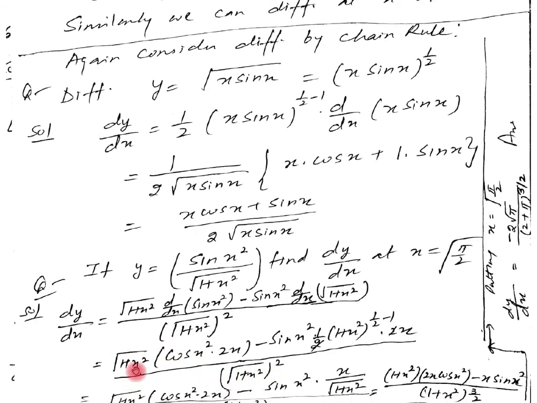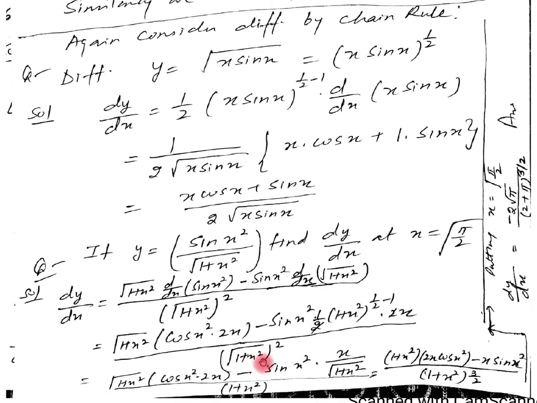Now here, under root 1 plus x square as it is. When I am differentiating sin x square, the derivative of sin is cos, so the first is cos x square. Again the derivative of x square is 2x, minus sin x square as it is. When I am differentiating this, it is under root 1 plus x square, then 1 by 2 power into (1 plus x square) power 1 by 2 minus 1, into the derivative of the inside function, which is into 2x.